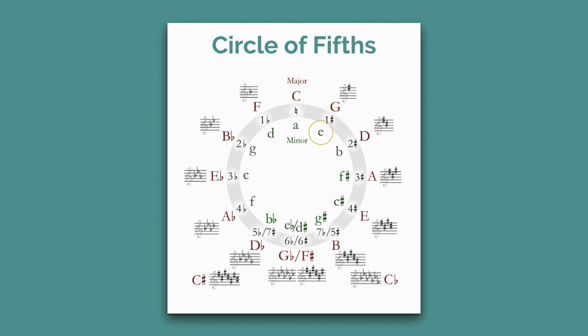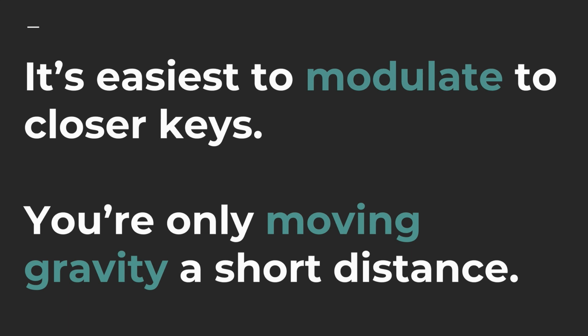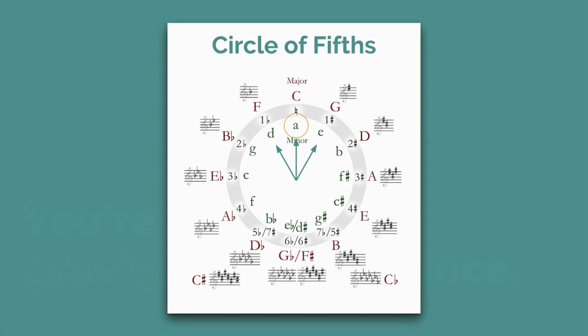The other thing is that the relationship of fifths, D to A to E, E to B, B to F sharp, is still in place. We still have a fifth between D and A and E and B, etc. And this allows us to do the same thing with the minor keys because it's easiest to modulate to the closer keys, because you're only moving gravity a short distance. If you're in the key of A minor, you can move to E minor or D minor and use all the chords from that key.